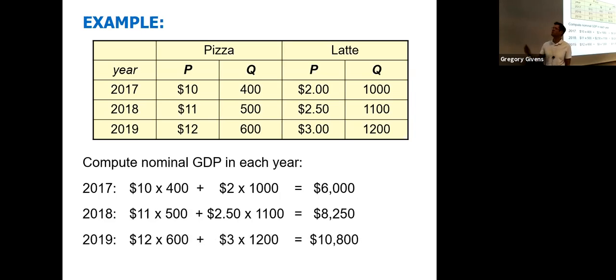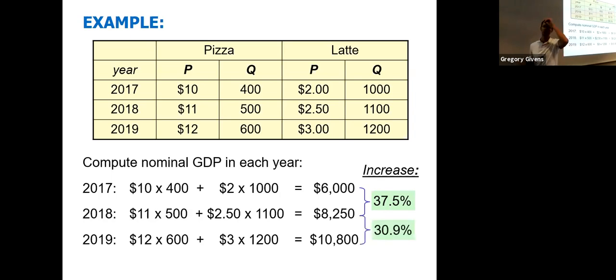For 2019, you can do the arithmetic. Nominal GDP should be $10,800. Okay, so that's really easy to do. You'll notice here that our measure of nominal GDP is increasing over time, right? There was a 37.5% increase in nominal GDP between 2017 and 2018. Nominal GDP rose again by about 31% between the years of 2018 and 2019.